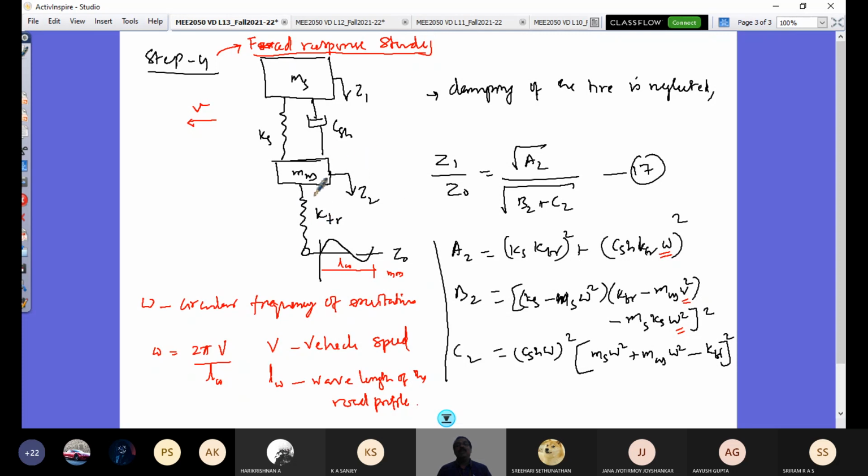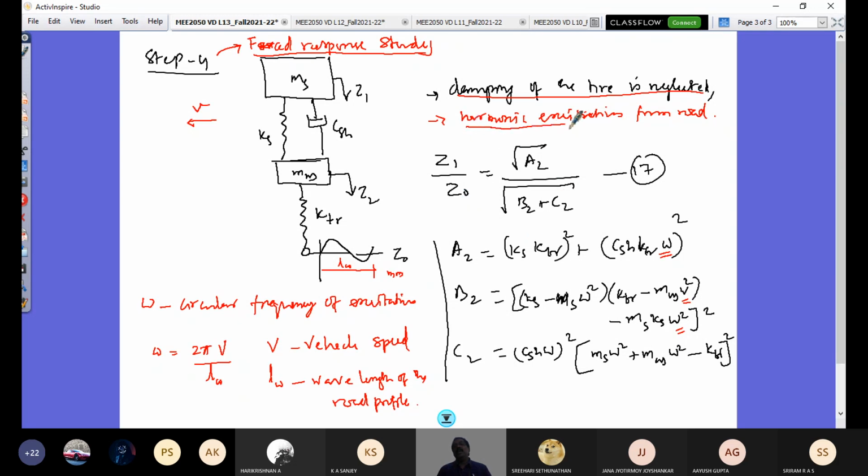For simplicity, we have neglected damping of the tire in this case. Also we have considered the input as harmonic excitation from the road. So if we have that, I would be able to have my steady state response, whatever we have done in our previous study.